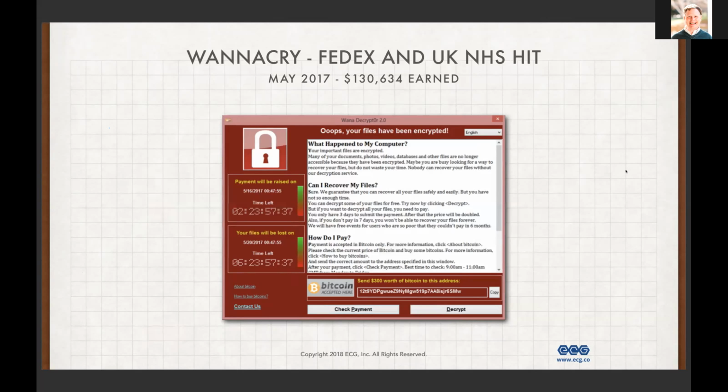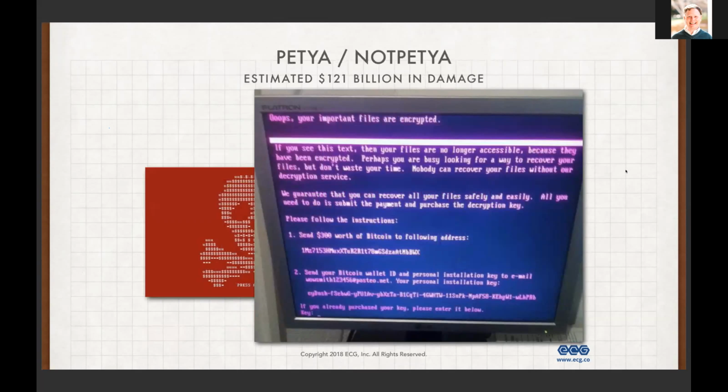But very shortly after that, Petya and NotPetya became very active. This one was far more destructive. It's estimated that it cost $121 billion in damage. It put up a red screen with an ASCII art skull, and a display on the right where it would generate a key and collect money. Apparently, there's some debate over the various versions of NotPetya, whether any of them could actually decrypt. If you sent in $300 worth of Bitcoin, would it actually decrypt your system?